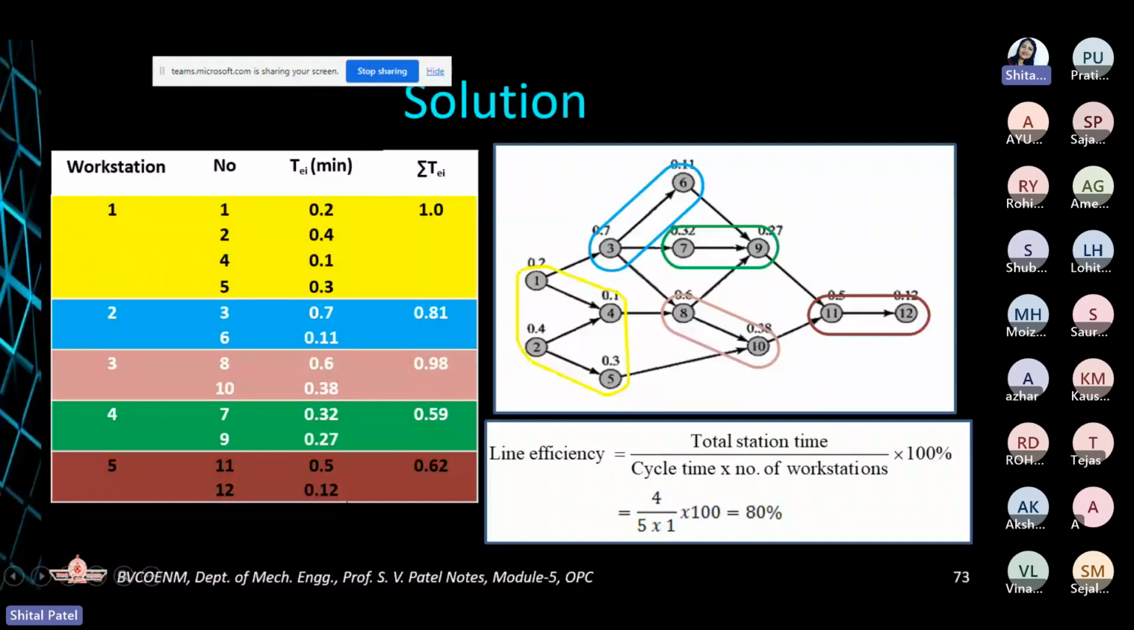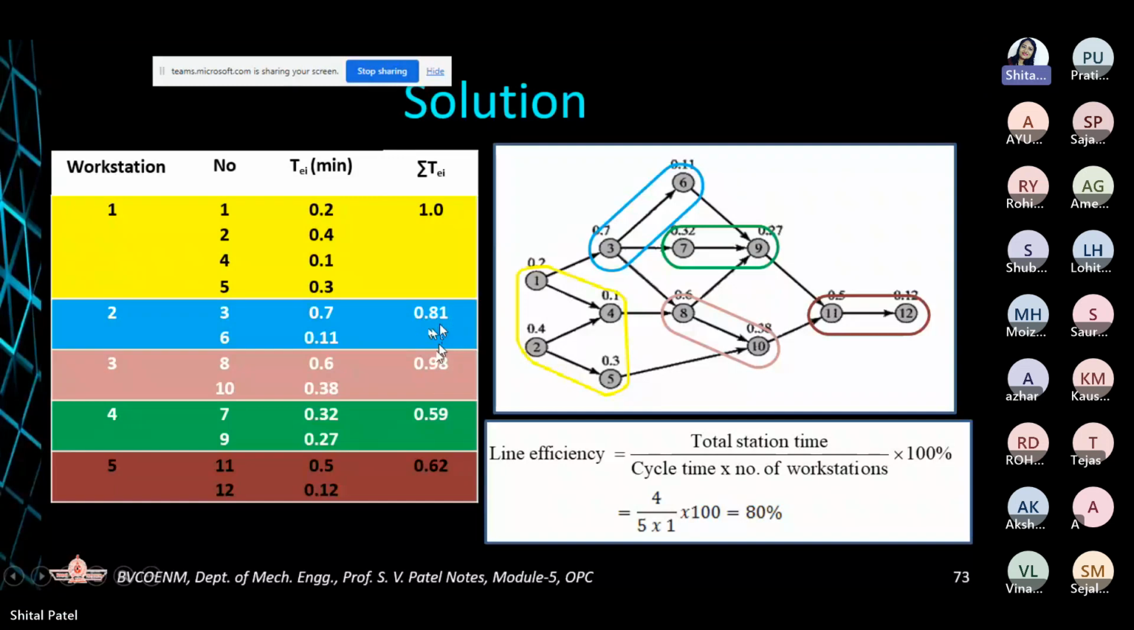So here line efficiency will be total workstation time, that is your work content time, total activity time, whatever you call it. So that is 4 minutes divided by cycle time, which is 1 minute, and number of workstations, which practically after grouping the activities in terms of allocation, we are getting 5. So here you are getting 80% line efficiency. Why this 80%? Because if you can see in workstation number 2, only 0.81 minutes are going to be used, right? Remaining, how much will it be? 19.19 minutes are going to be wasted over here.